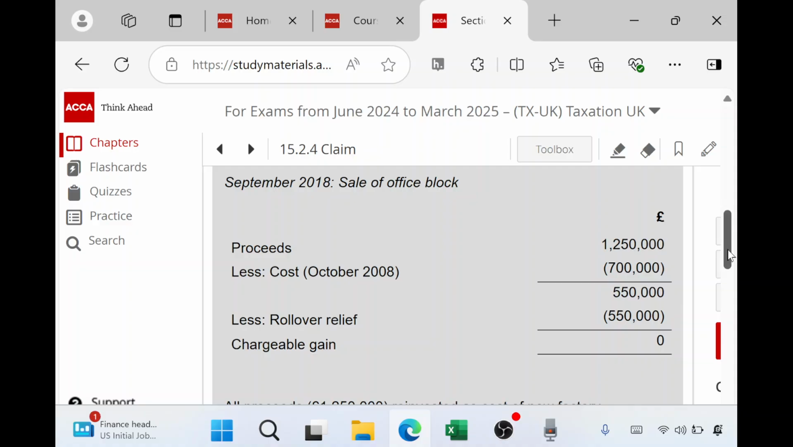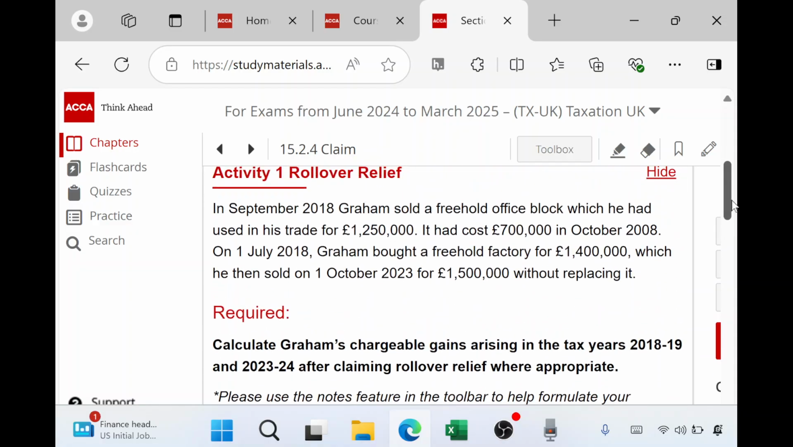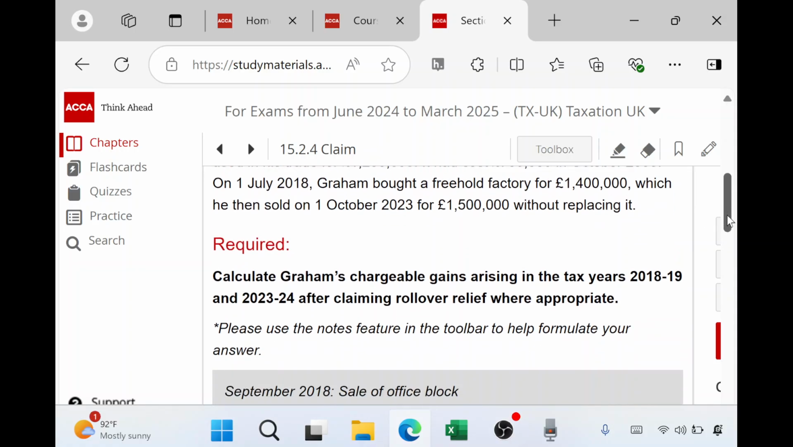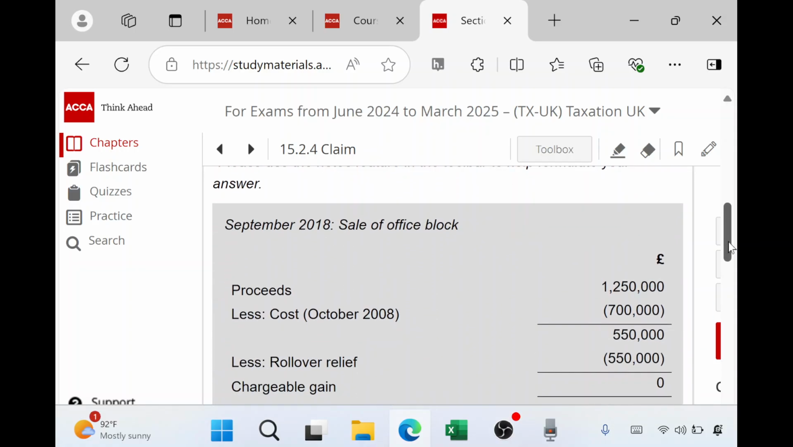Why? Well, looking at the scenario, we've got two assets. They're both qualifying. The timescales are okay, and they're in use in the trade. So therefore, this gain on the first asset is not chargeable right now because it is covered by rollover relief. I am deducting an amount that defers that gain. But where does it go?